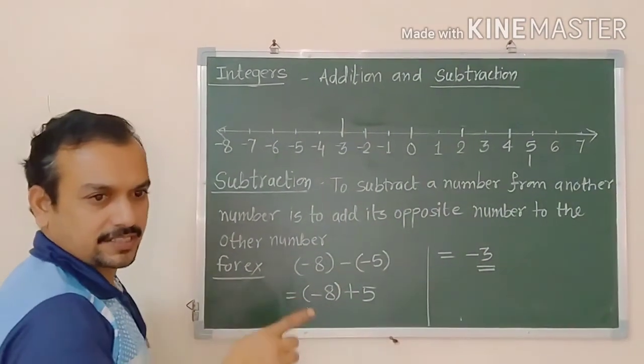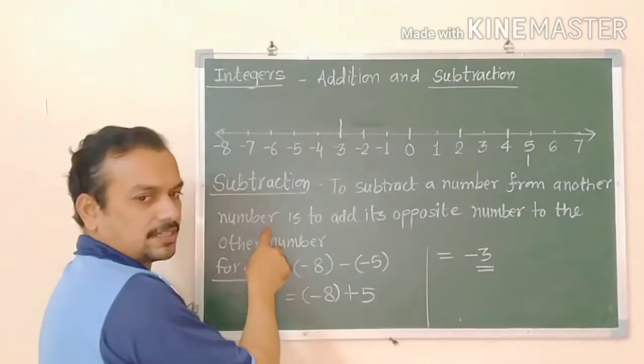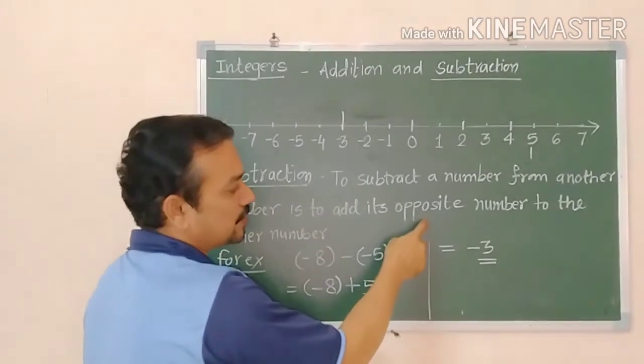Okay. First thing to remember is to subtract a number from another number is to add its opposite number to the other number.